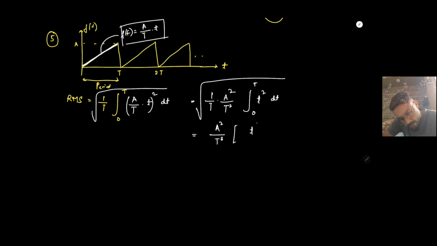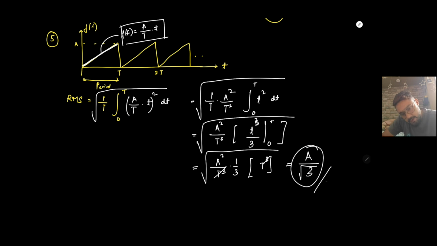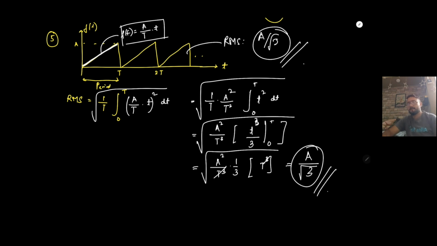What is the integration of t square? It is t cube by 3, and it will go from 0 to T. A square by 3, and 1 by T you can keep outside, it will be T cube. So T cube cancels, and we ultimately get A by root 3. Okay. Fine. Likewise, you can calculate the RMS value of different kinds of waveform.